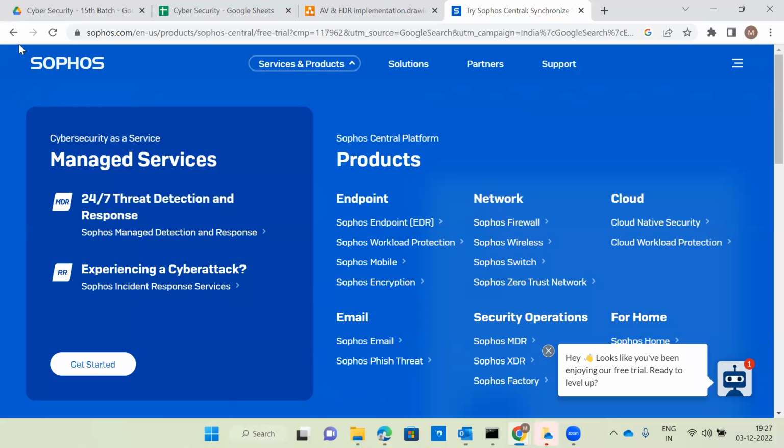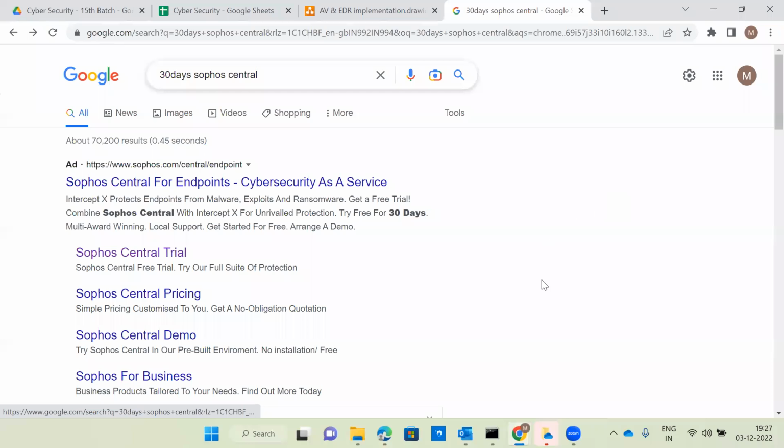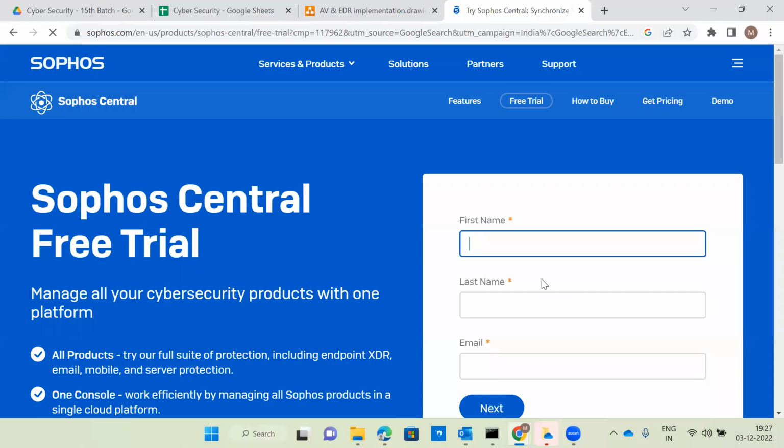So just go and type 30 days Sophos Central. Then this website will come; click on Sophos Central trial and register your name. One activation email will come. Click on your activation email, that's all. Then your 30 days free trial will start. Then you can practice the different tabs. What is meant by devices? What is meant by dashboard? What is meant by alerts? What are the different types of alerts we receive, and so on.